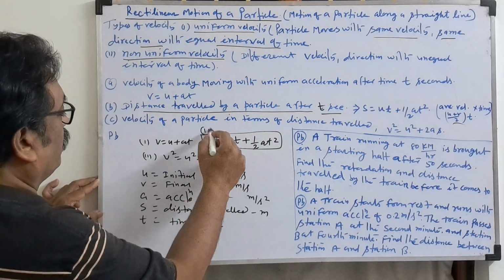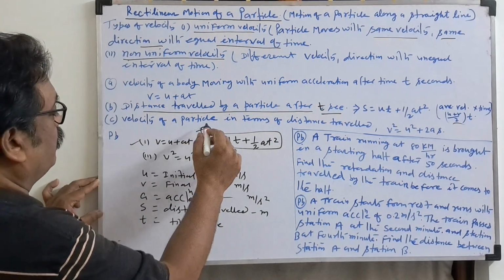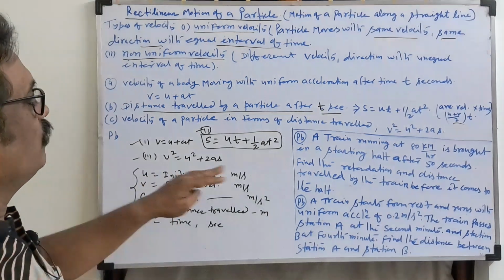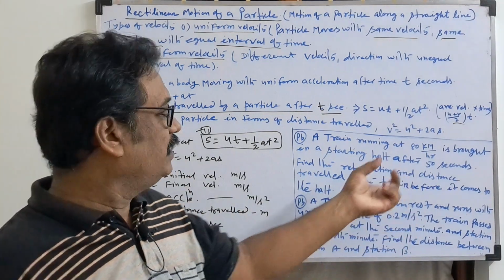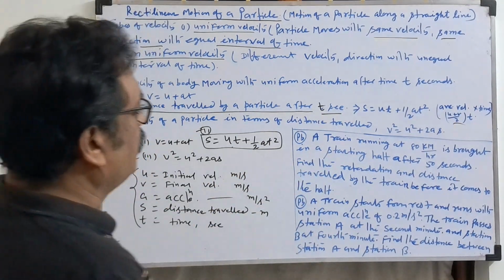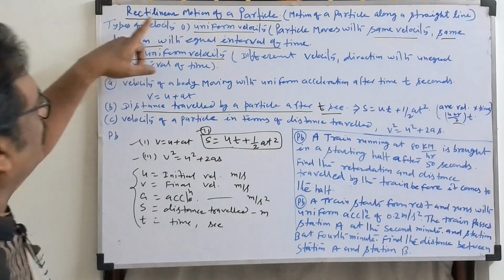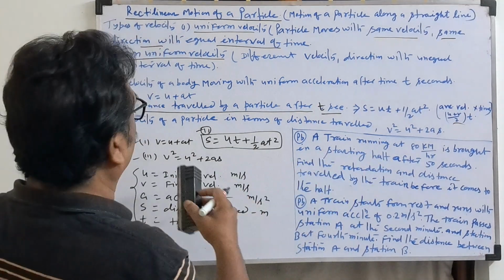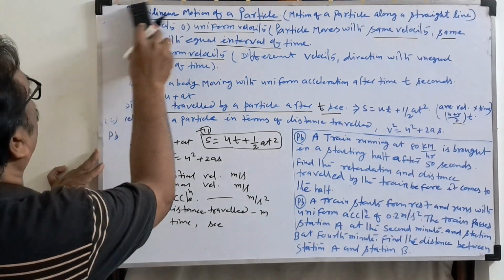With formula number 1, formula number 2, formula number 3, and these notations, we can solve the problems. I kept two problems here. I will solve these two problems now based on these three formulas. So this is the concept for rectilinear motion of a particle. Now we will solve these two questions.